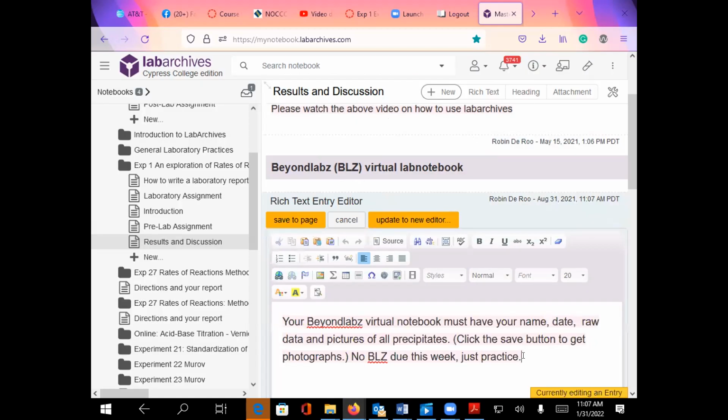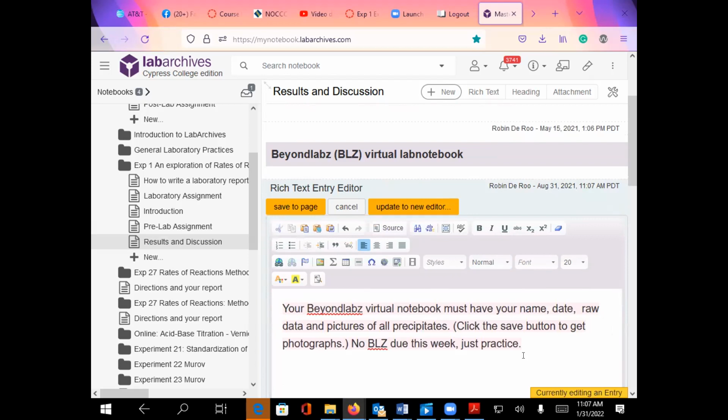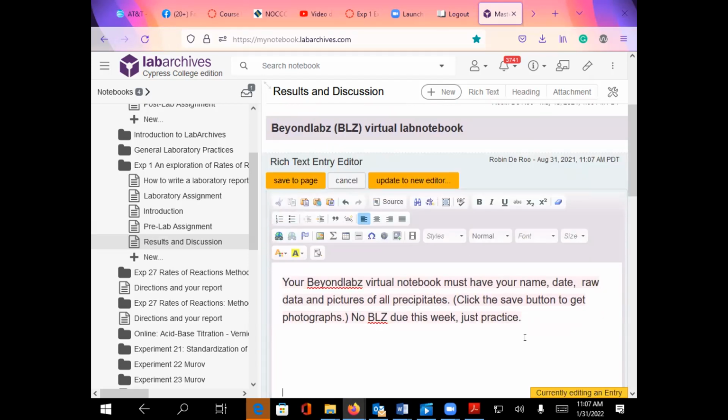I'll have to double check with that. Oopsie. I need to go back and put it in, because we do have a Beyond Labs this week. Did I print out my schedule? This is what happens when you change. Oh, I guess the Beyond Labs is next week. Okay, so yeah, this is just practice.